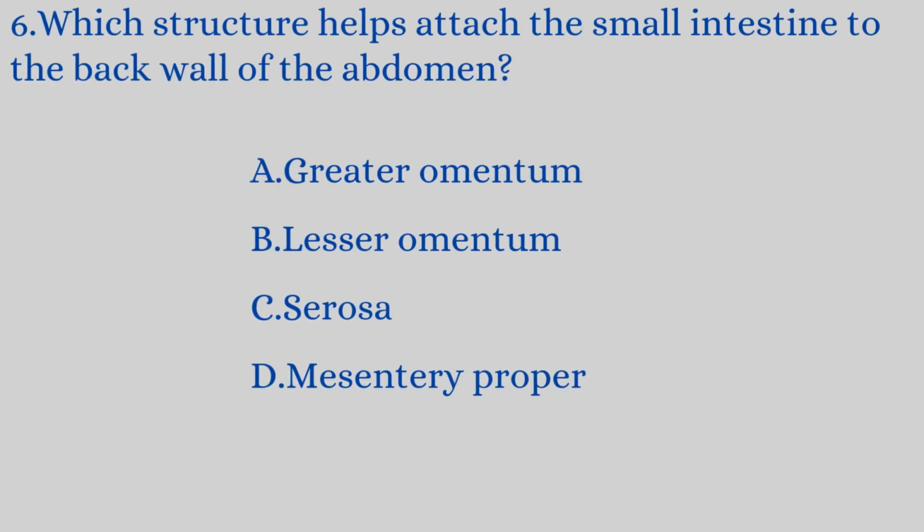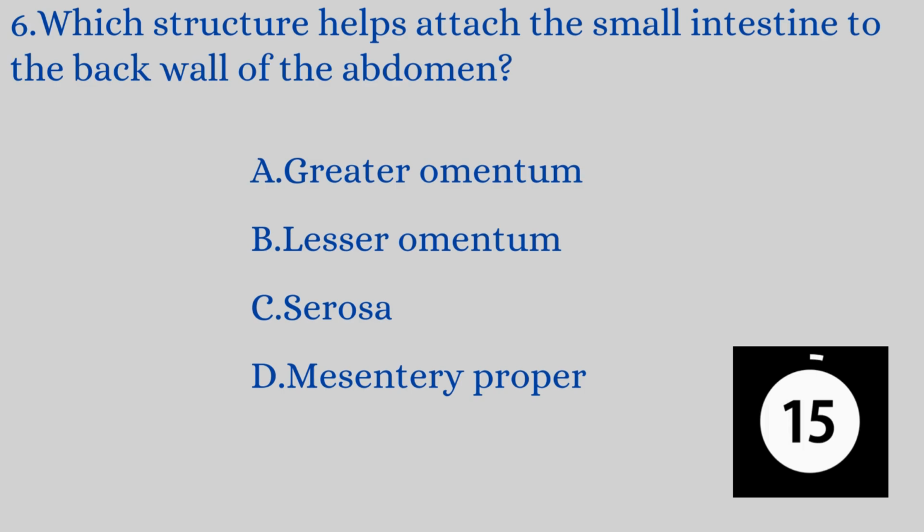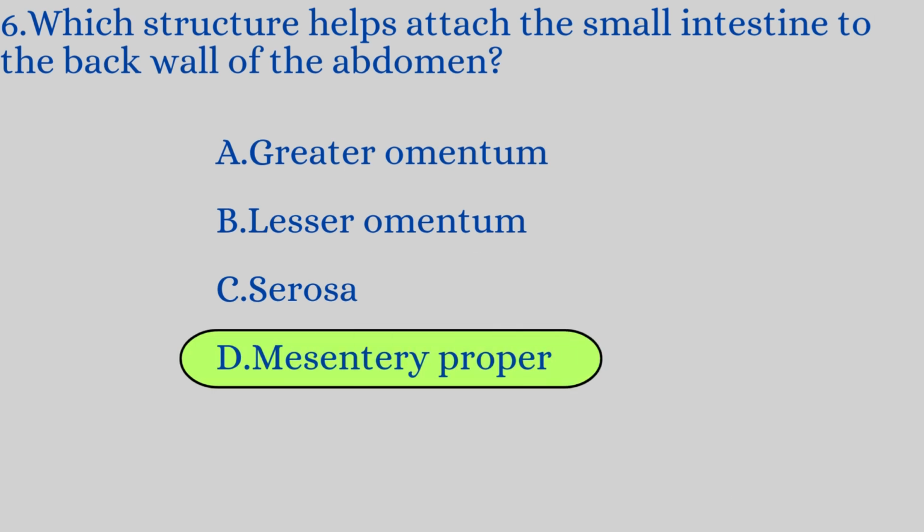6. Which structure helps attach the small intestine to the back wall of the abdomen? A. Greater omentum, B. Lesser omentum, C. serosa, D. mesentery proper. The answer is D. mesentery proper.